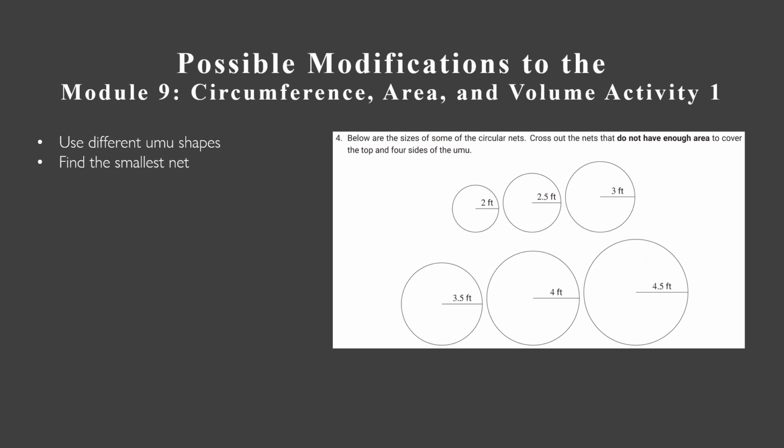You can even modify Part 4 to prepare your students for working with squares and square roots, which will be of a major focus in 8th grade. One way to do this is by having your students find the minimum radius needed to cover the prism with a circular net, and you can have them find this radius to the nearest tenth of a foot.